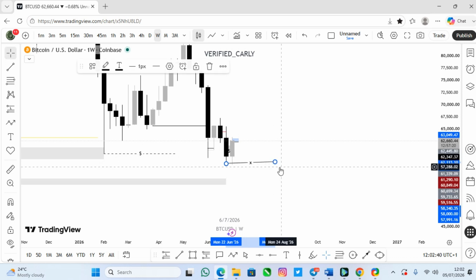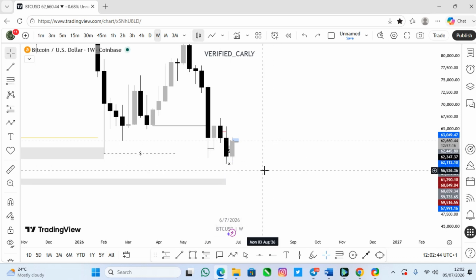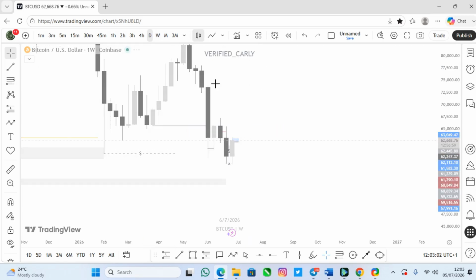I marked it as X, which means a sweep of liquidity, right? So price swept that week's low, and it is going to reverse. So I want to have my confirmation before going long. So I'm done with that weekly time frame. It's not for entries, it's not for anything. I'm done. So let's zoom down to the daily.